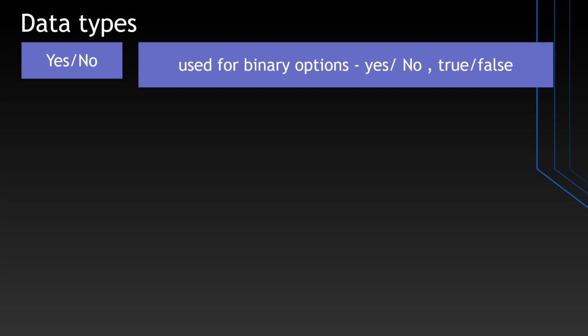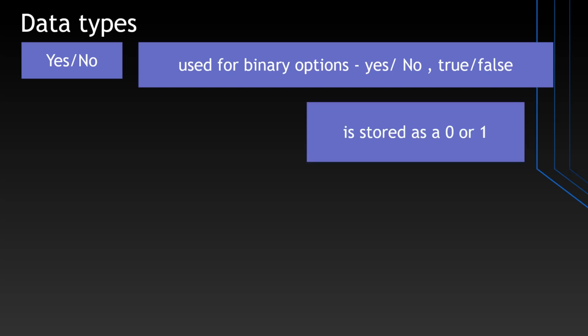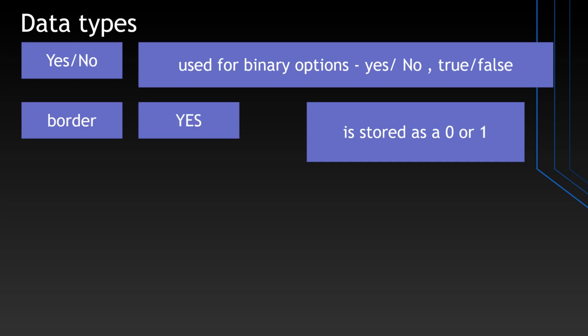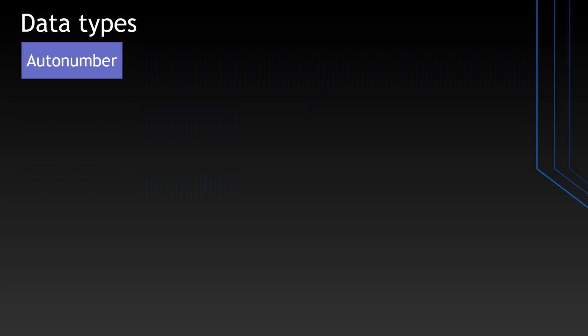Used for binary values where there are only two options as answers, such as yes and no or true and false values. It is stored as a 1 or 0. For example, you would use it for "Border Paid".